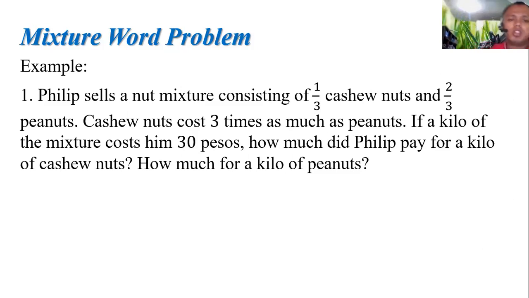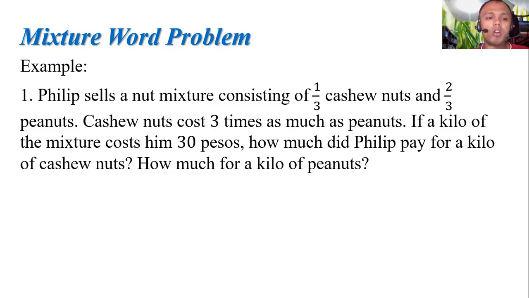Okay, sabi dito, si Philip, nagtitinda siya, sabihin natin isang box. Now, sa loob ng isang box, may mixture yun ng cashew nuts at peanuts. Doon, yung percentage ng cashew nuts, o yung fraction ng cashew nuts doon is 1/3 of the box. And then yung 2/3 naman, peanuts na. Now, yung cashew nuts is 3 times as much as peanuts. Okay, yung halaga ng cashew nuts is 3 times compared doon sa peanuts.